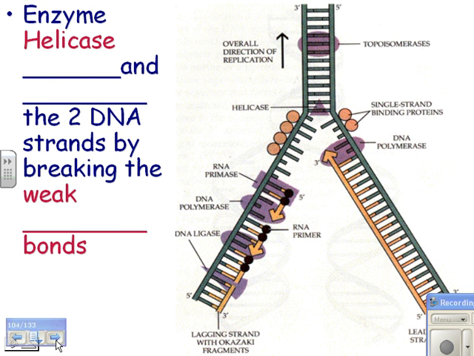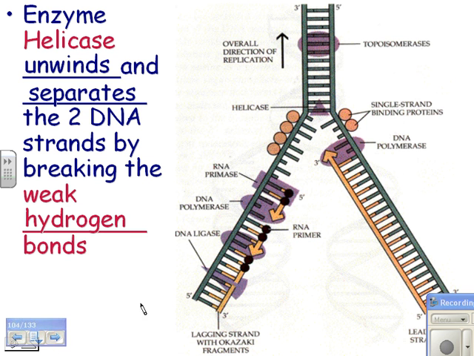You have an enzyme called helicase, and it unwinds and separates the two DNA strands by breaking the weak, do you remember what kind of bond that is here? It's a weak hydrogen bond. So if you look at this model, here's the first enzyme. Helicase is what's going to unwind the double helix. And look, it ends in ase, so it's got to be an enzyme.